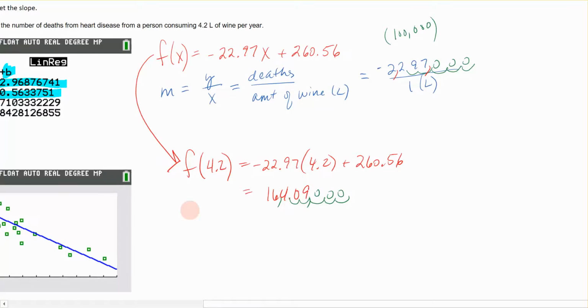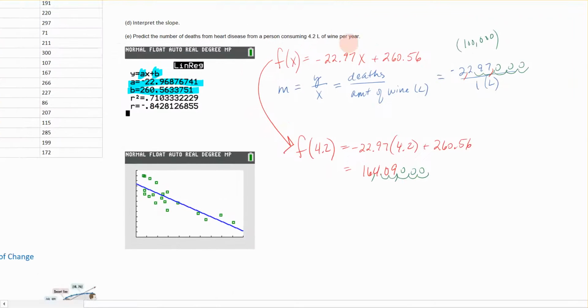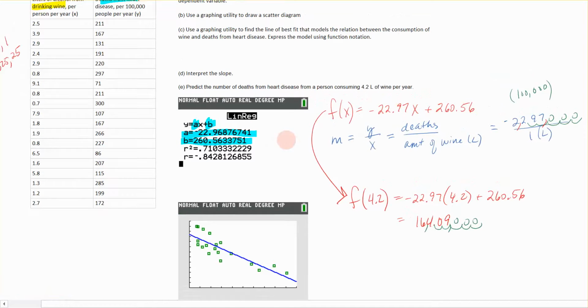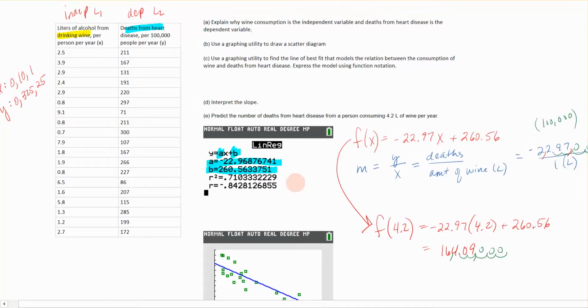So this is a rather long problem to explain. It does go a little bit faster when you're working it on your own, but a regression is a very, very useful tool that we use not only in mathematics, but in statistics, in engineering, and in all sorts of other applications.